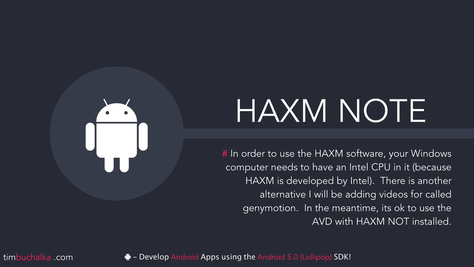So don't worry, two things. Firstly, there's another alternative I'm going to be adding a video for called Genymotion. But the other thing is you can still run this Android virtual device even if you haven't got an Intel CPU and even if you can't get Haxum working. It's just that it'll be a little bit slower. So Haxum is a benefit, an advantage. If you can get it to work, great. If not, don't worry too much. Still use it without and it will still work.